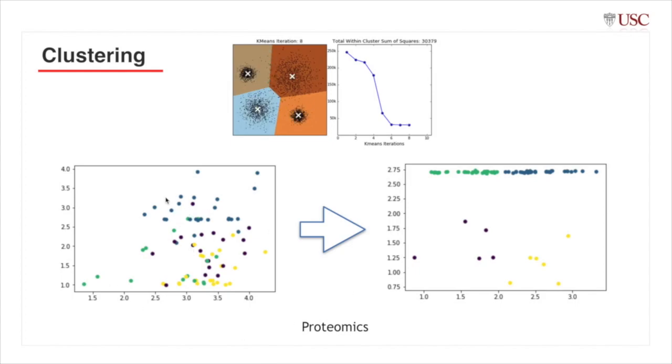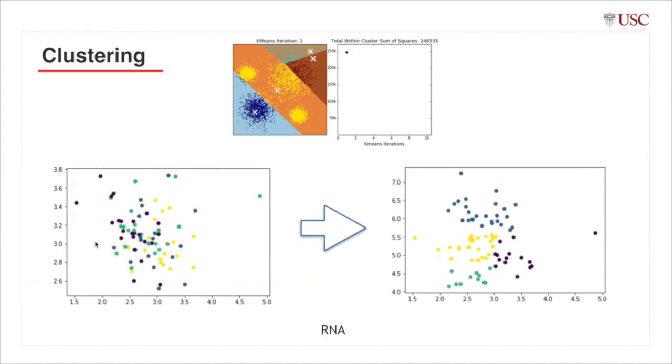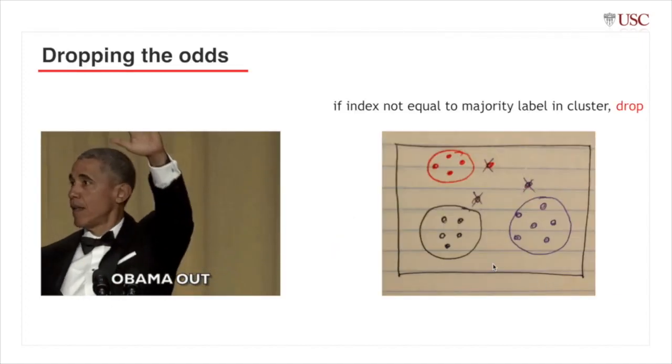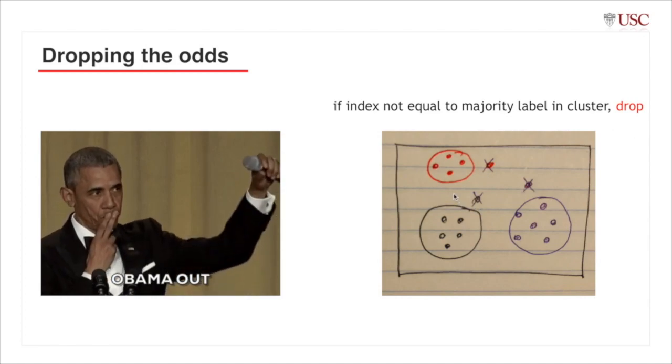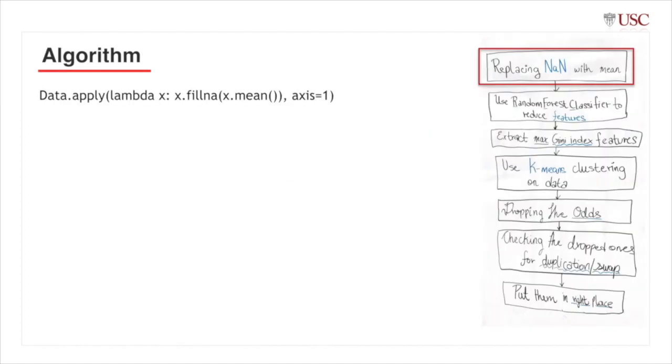So we are using K-means clustering, and as you can see here, it is divided into 4 different clusters. The same process is repeated for RNA, and it is clearly seen here that there are 4 good clusters created. There is always some data which does not fall into any cluster, and that data is obviously dropped.